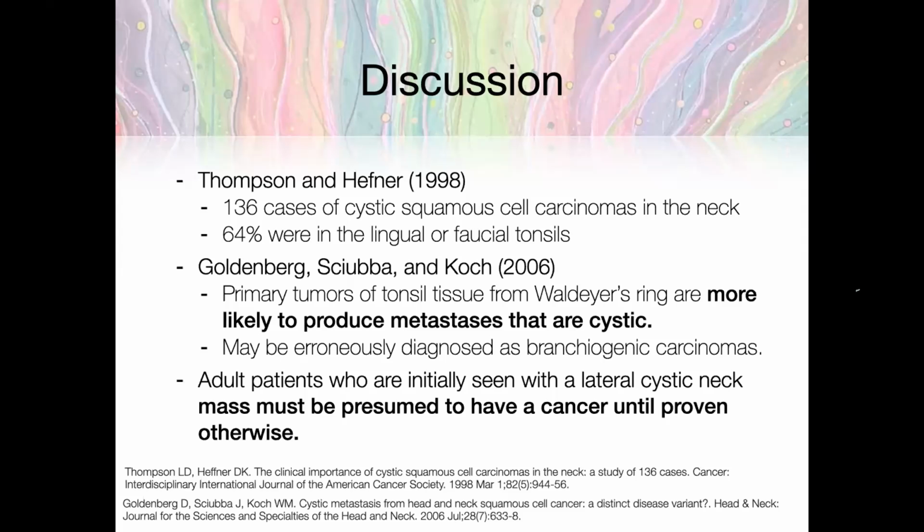Adult patients who are initially seen with a lateral cystic neck mass must be presumed to have a cancer until proven otherwise. The mass should be biopsied by fine needle aspiration. However, negative FNA findings may be misleading, similar to our patient's case. Therefore, an excisional biopsy and examination under anesthesia with directed biopsies of Waldeyer ring and bilateral tonsillectomy should be considered a part of your diagnostic workup.